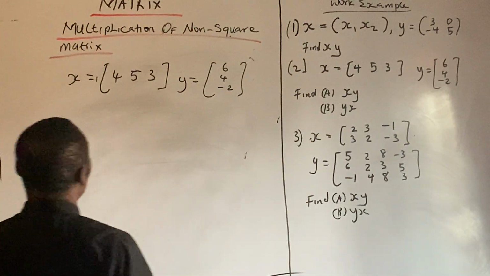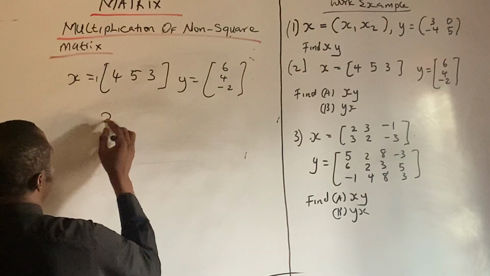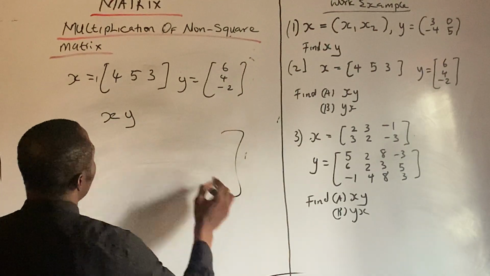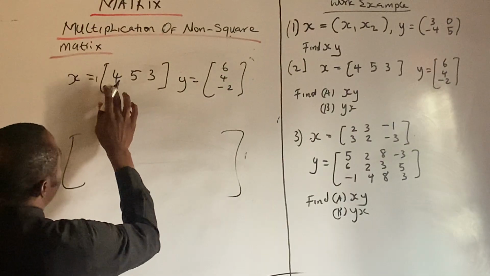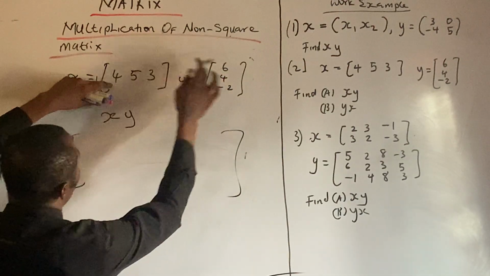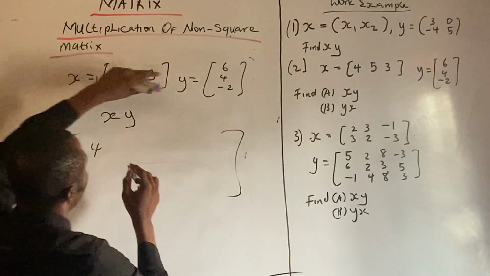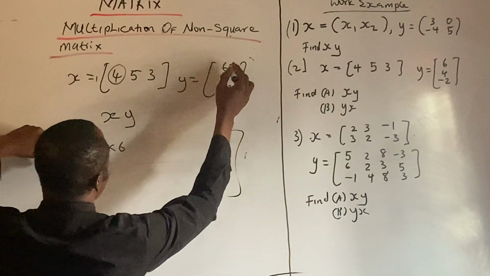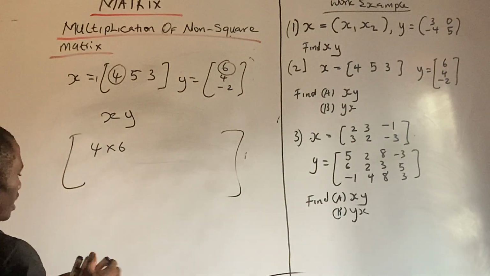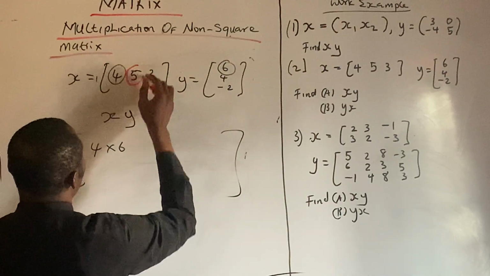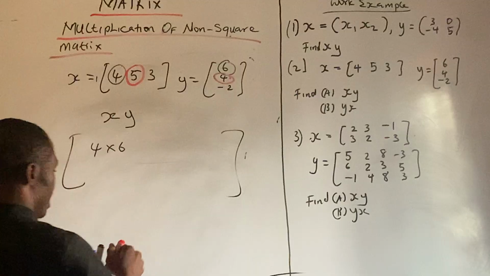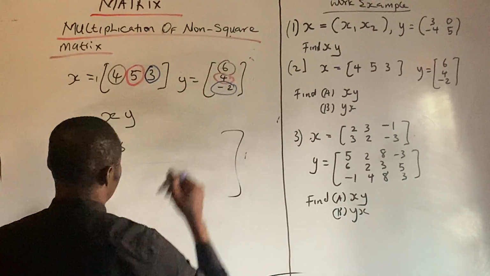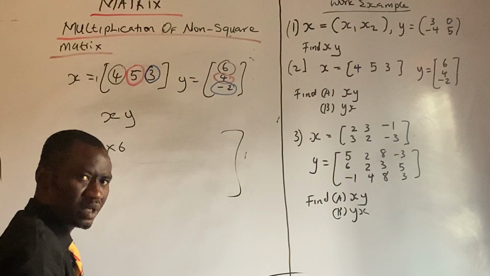So the answer, matrix X times Y, would be equal to, if you multiply this with this, 4 multiplied by 6, 4 times 6. Understand, I multiply this with this. Okay? I'll multiply this with this. And I'll multiply this with this. I hope you get the multiplication process now.